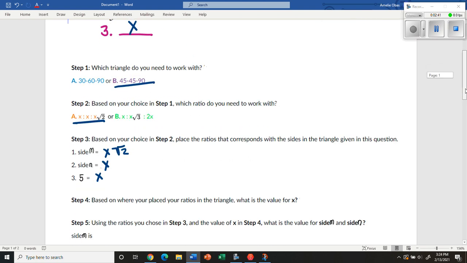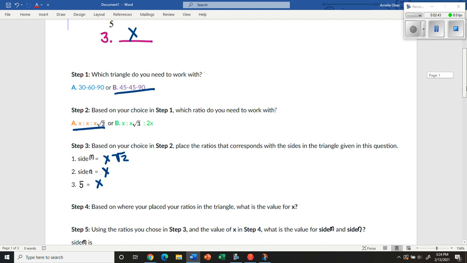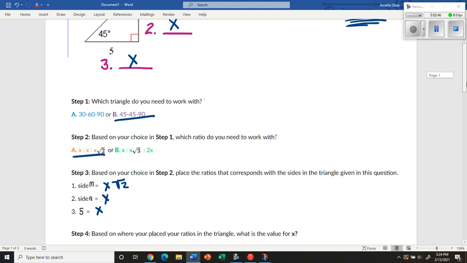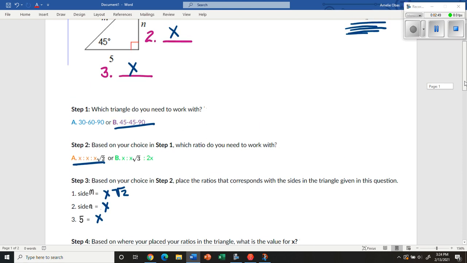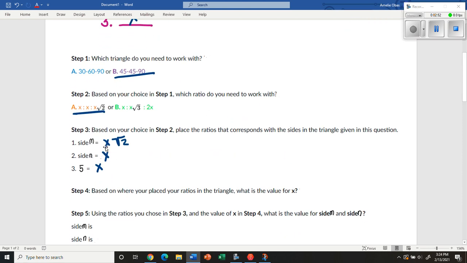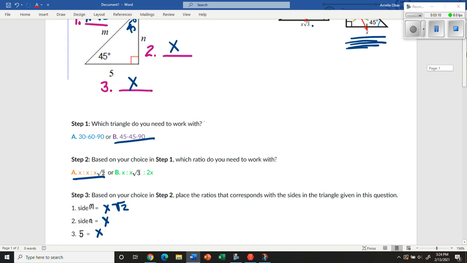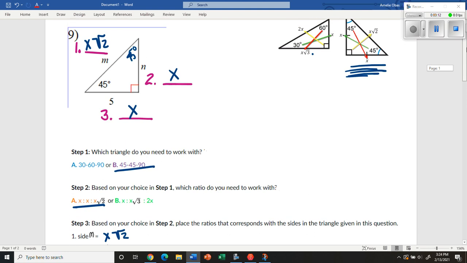Based on where you place your ratios in the triangle, what is the value for x? If we look back to step 3, or back to our diagram, knowing that you're going to be using what you've chosen for step 3, you can see that x is equal to side N, but we don't know what that side N is. But we notice that it says 5 is equal to x. So then we know that x will have to equal 5. And of course, if you go back to your diagram, this is where you need to sketch it out so that we understand what's going on. You'll see that the side where 5 is, that ratio is x. So x equals 5.